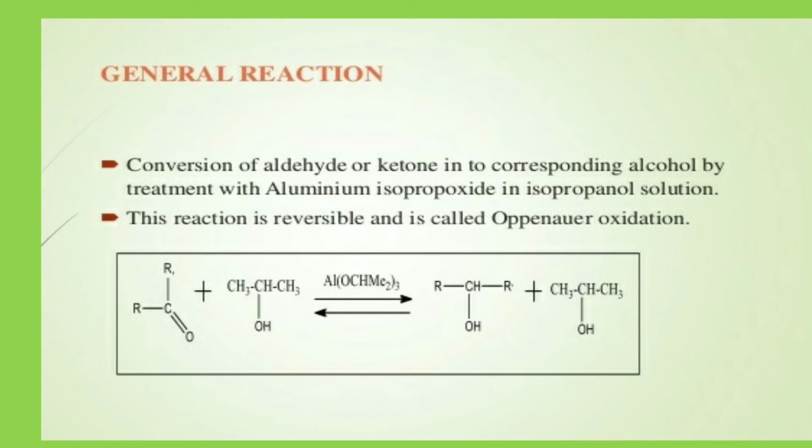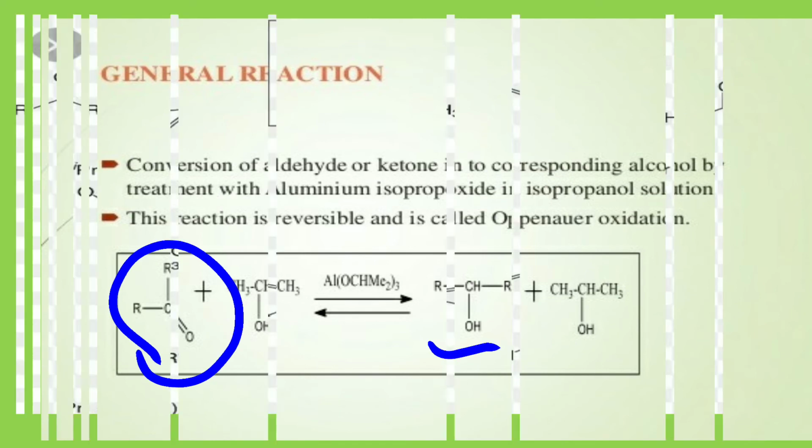Here, in the presence of Al(OiPr)3, that is the conversion of an aldehyde or ketone into the corresponding alcohol by treatment with aluminum isopropoxide. This is the aluminum isopropoxide. This is useful for the conversion of these ketones into alcohols.